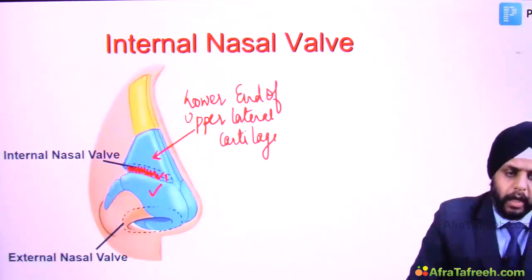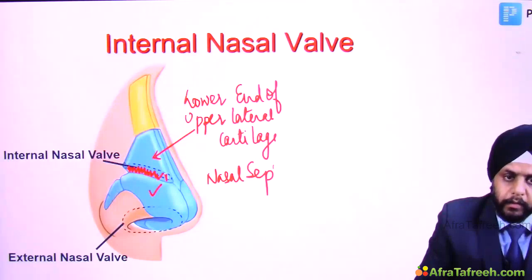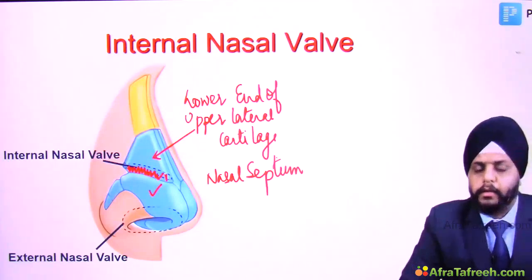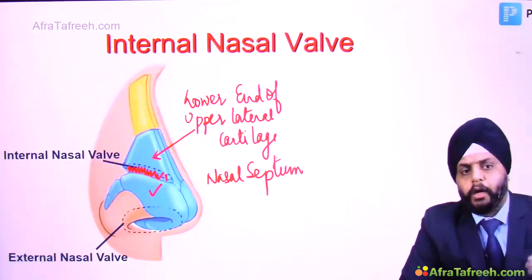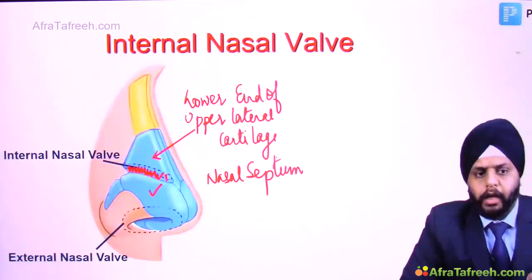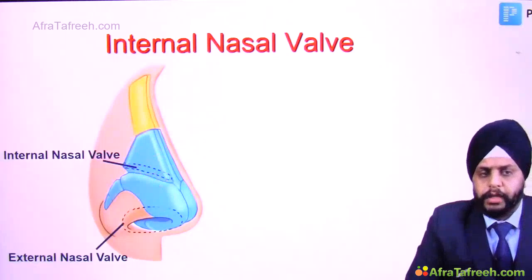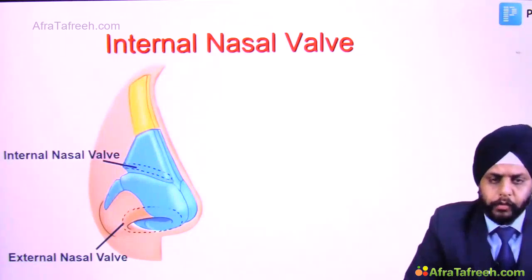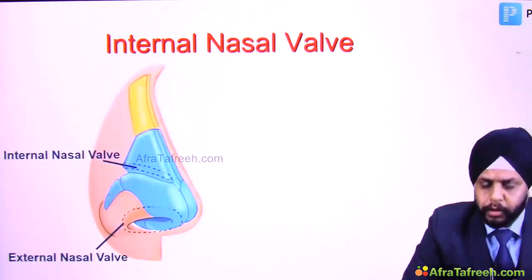What will be on the other side? On the other side, we have the nasal septum, of course. So internal nasal valve is formed between the lower end of upper lateral cartilage and we have the nasal septum, right? So these are the two main structures. There is also a contribution by some part of the inferior turbinate, but these are the two important structures.